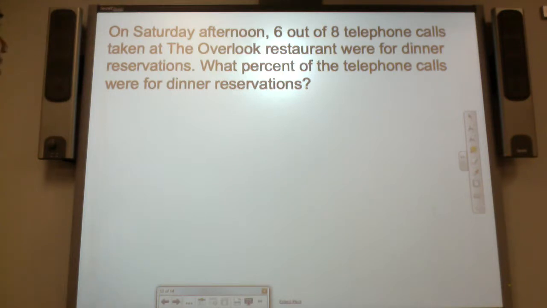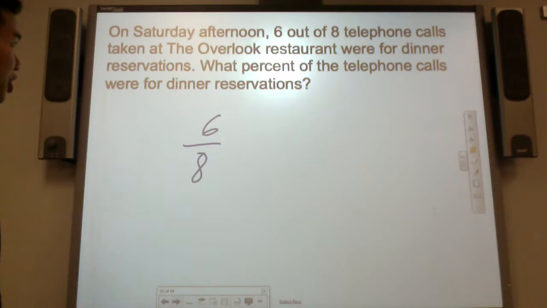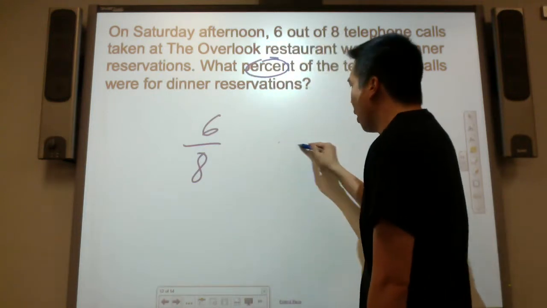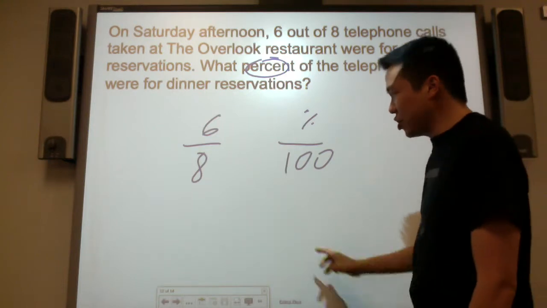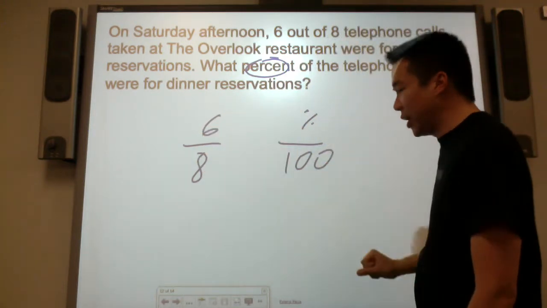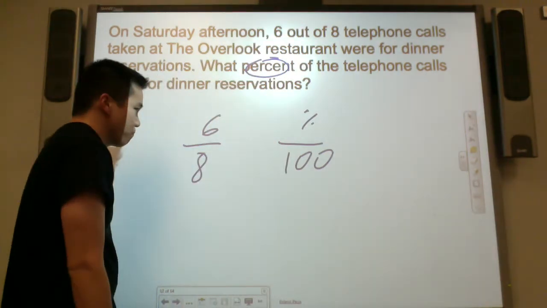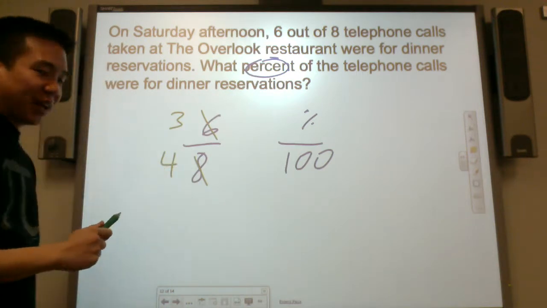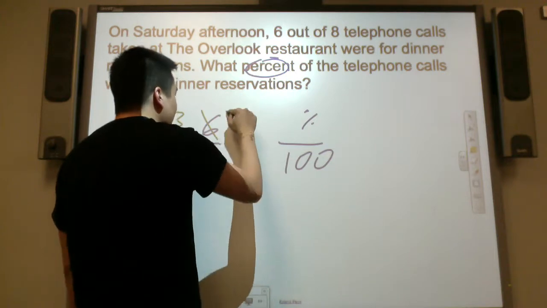On Saturday afternoon, 6 out of 8 phone calls taken at the Overlook restaurant were for dinner reservations. What percent of the telephone calls were for dinner reservations? So they want us to find the percent. What does percent mean again? Percent means per 100, so I need to turn this fraction into per 100. Can 8 be built up to 100? No. But can we break this down by simplifying to 3/4? Now can it be built up? Yes, you multiply it by 25.